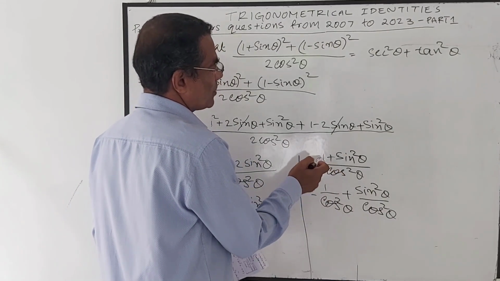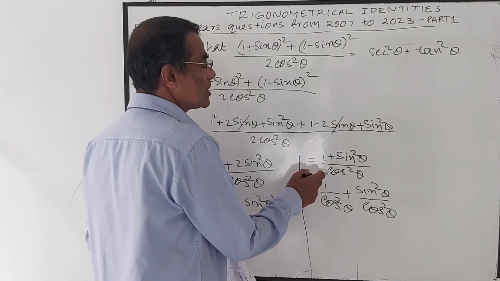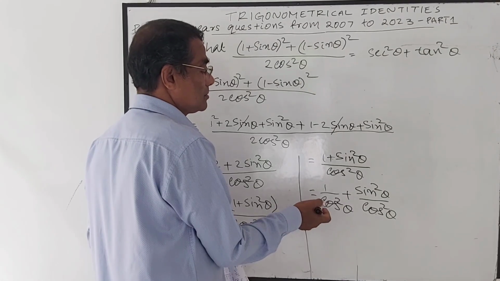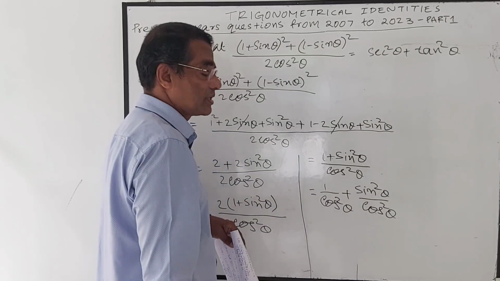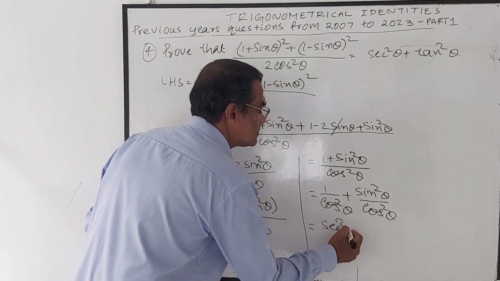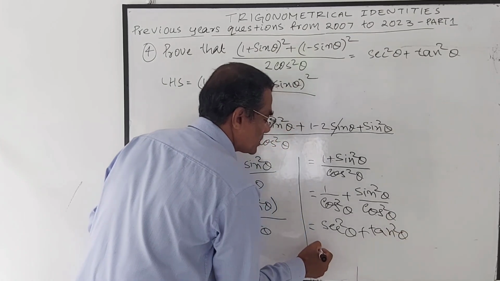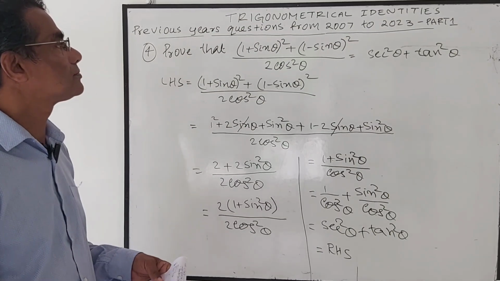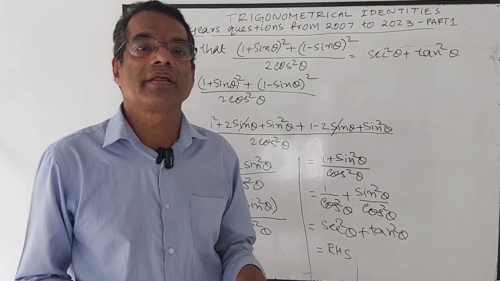So here 1 plus sin square theta whole divided by cos square theta means cos square theta is the common denominator for 1 as well as sin square theta. Cos square theta is the denominator for 1 and cos square theta is the denominator for sin square theta. So equal to 1 by cos square theta is sec square theta. This is tan square theta, equal to RHS. In every question we use some identities.